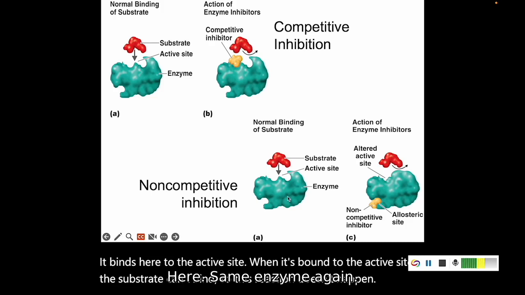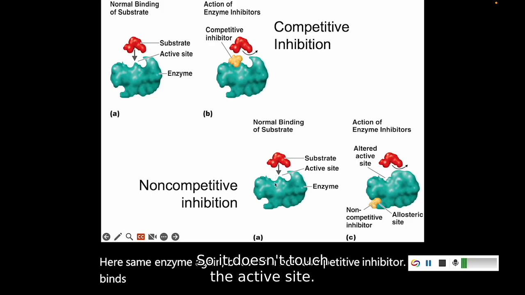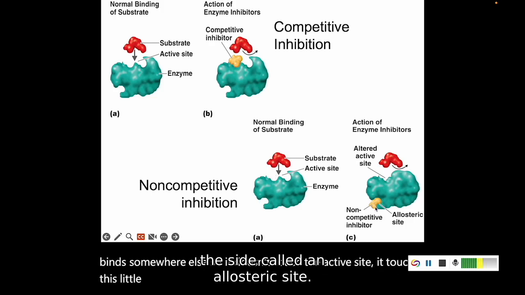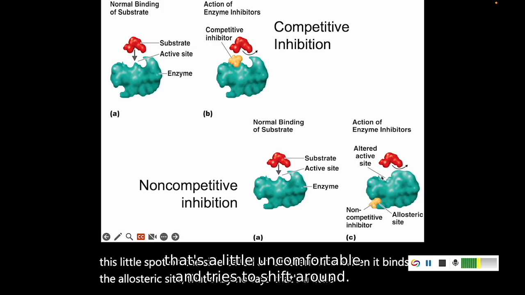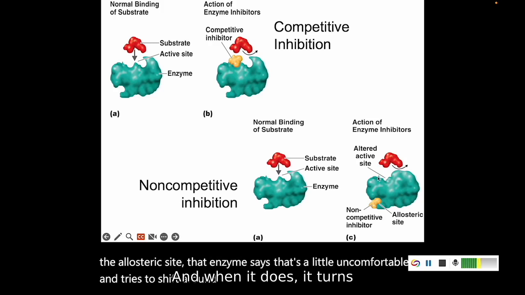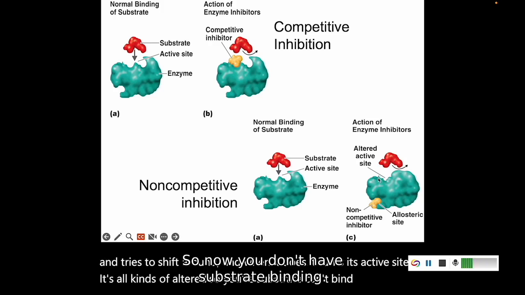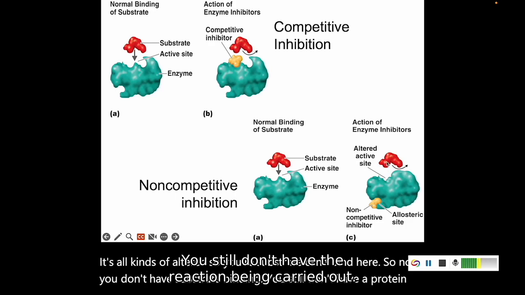Here, same enzyme again, but with a non-competitive inhibitor, it binds somewhere else. So it doesn't touch the active site. It touches this little spot on the side called an allosteric site. When it binds to the allosteric site, that enzyme says, ooh, that's a little uncomfortable, and tries to shift around. And when it does, it turns this active site, it's all kinds of altered. So your substrate can't bind here. So now you don't have substrate binding. You still don't have a product. You still don't have the reaction being carried out.